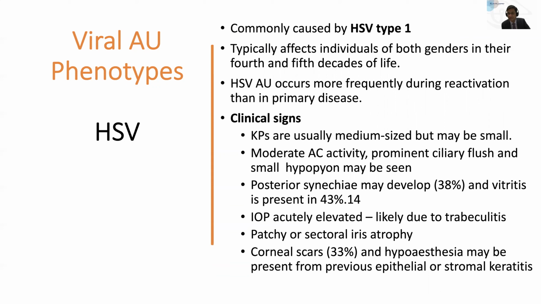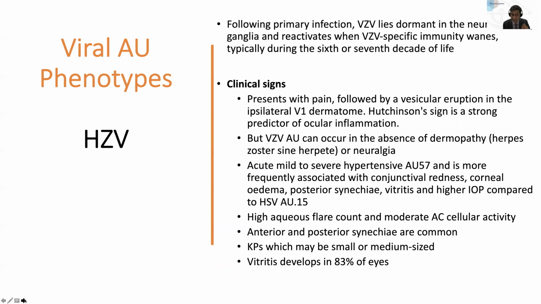Posterior sign AK may develop during the course of the disease, might present with vitritis, and there is an iris atrophy component which can be present, and corneal hypoesthesia can be the important sign.